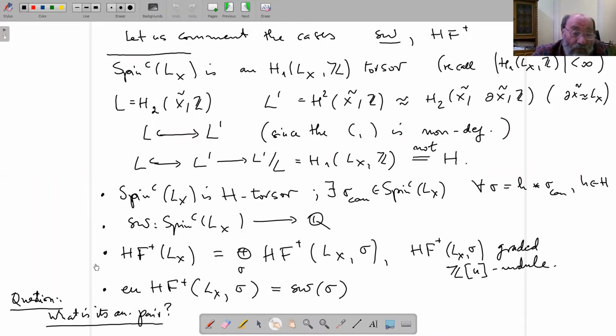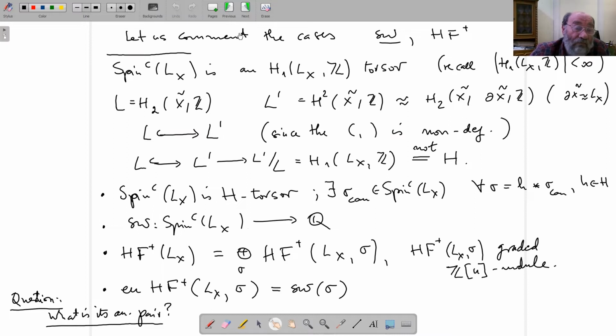But the main question for us is: what is the analog? What is the analytic pair? Of course, at the beginning, I will start with the Seiberg-Witten invariant. I want to see what the analog of the Seiberg-Witten invariant is, and after that we put the question for the cohomology theory. So let's go back a little bit.